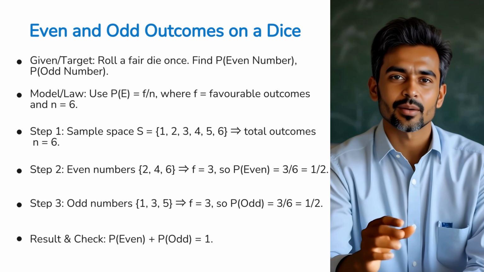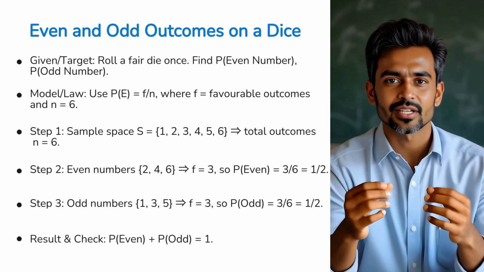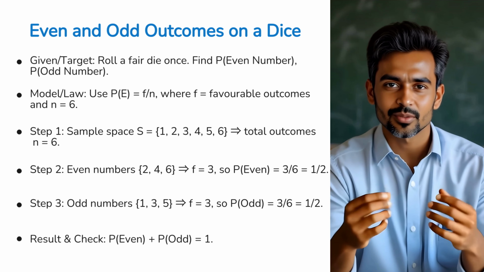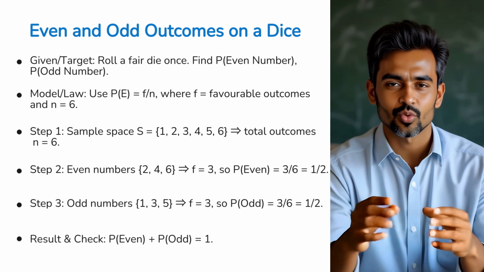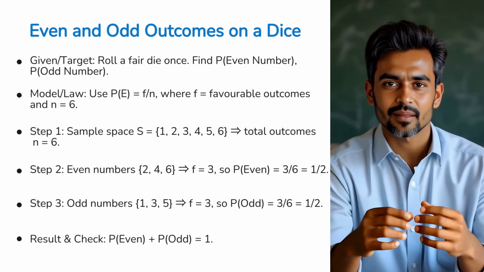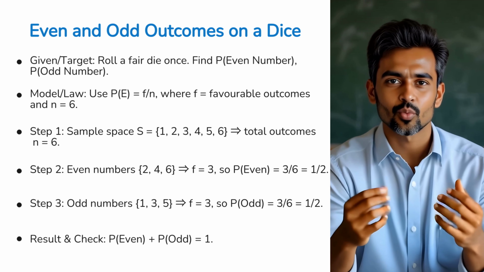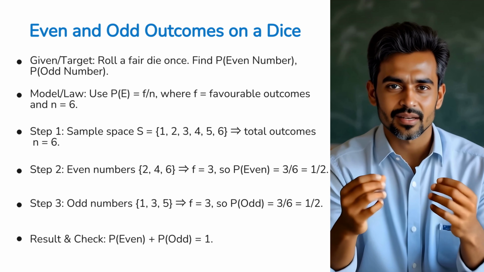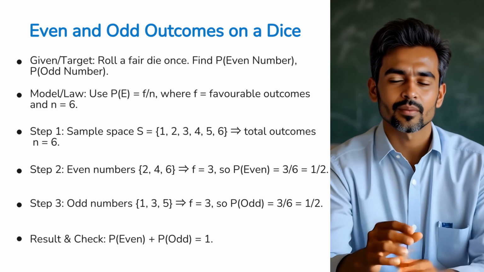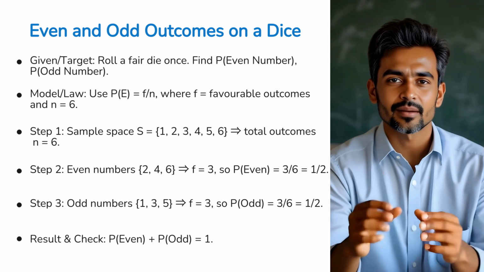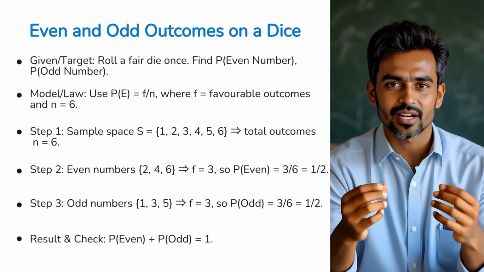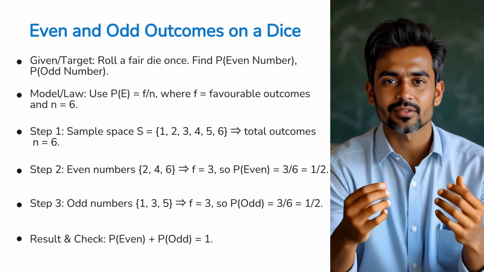Let's try another example. Rolling a fair 6-faced dice once. Can you guess the probability of getting an even number or an odd number? Here, total outcomes N equals 6 because the dice can show numbers from 1 to 6. The event even number includes 2, 4, and 6. So favorable outcomes F are 3. P of even equals 3 divided by 6 or 1/2.